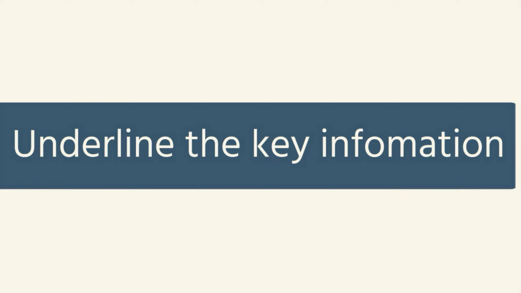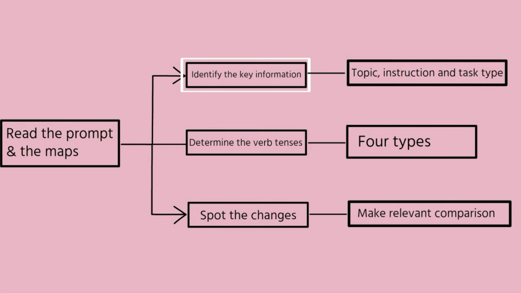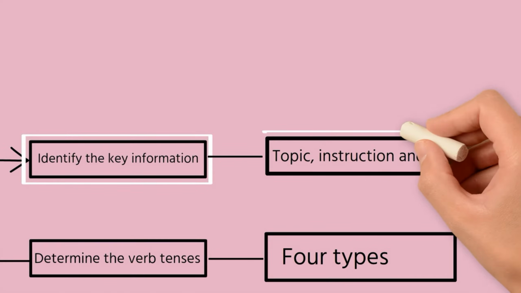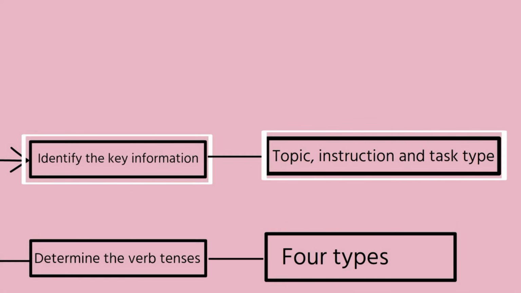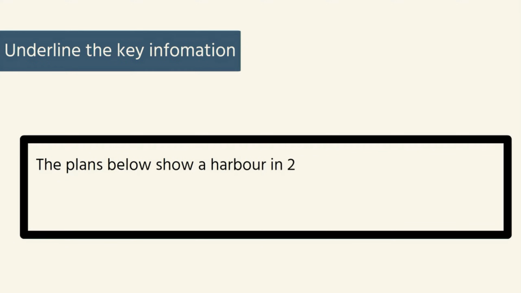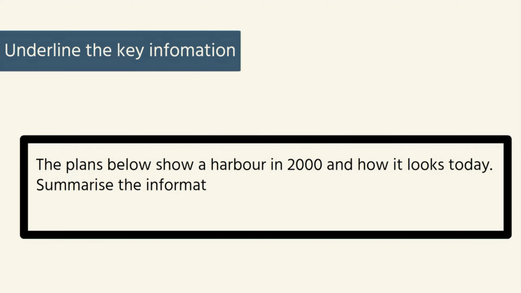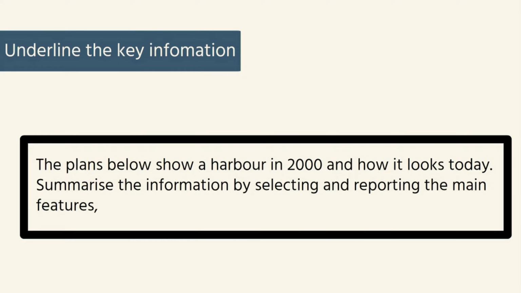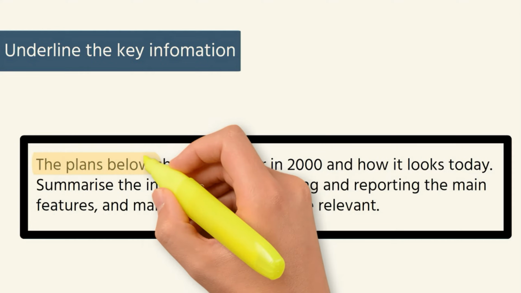Always read the prompt with a pen and make sure to circle or underline the key information. By key information, we mean the topic, instruction, and task type. Now let's read the prompt together. The plans below show a harbor in 2000 and how it looks today. Summarize the information by selecting and reporting the main feature and make comparisons where relevant.